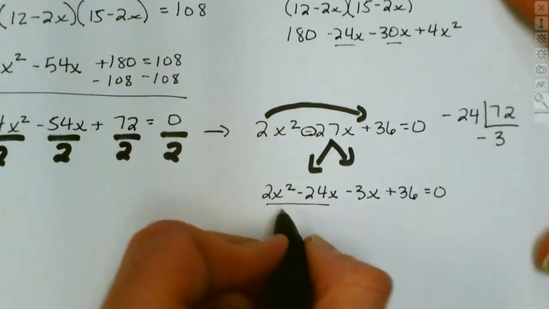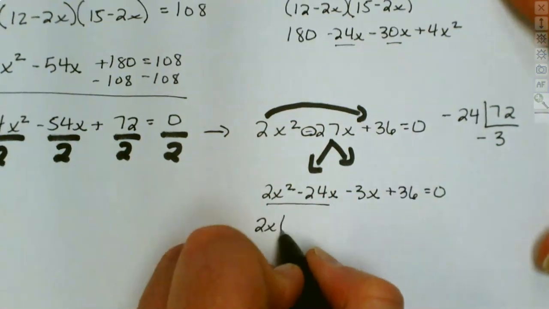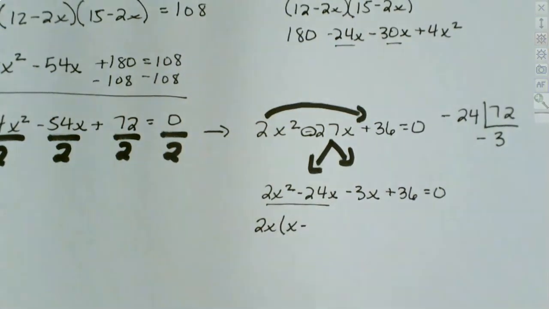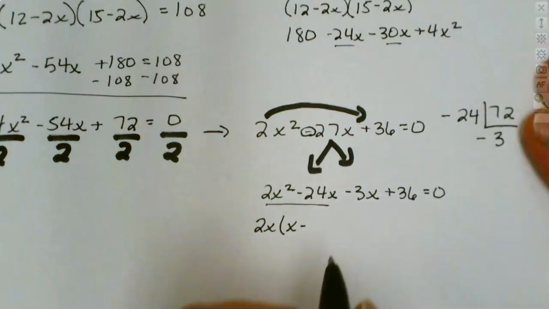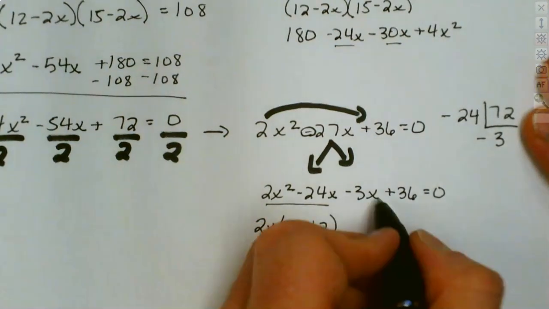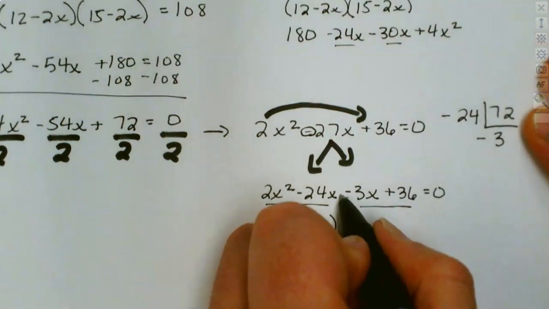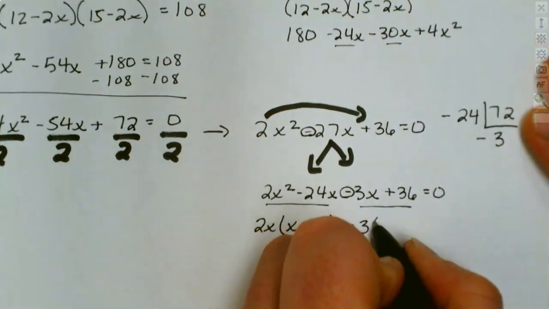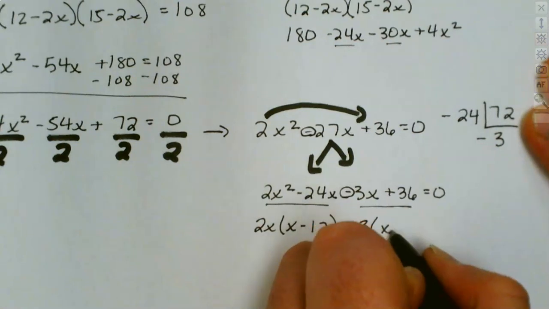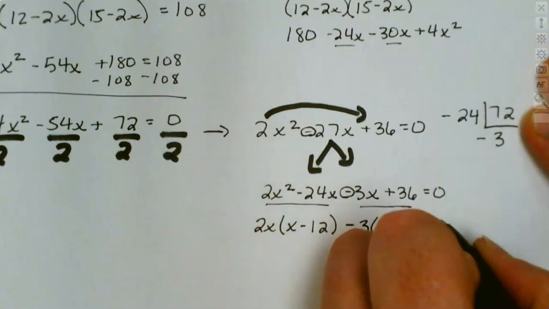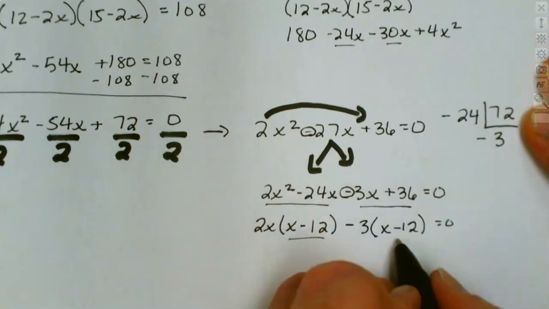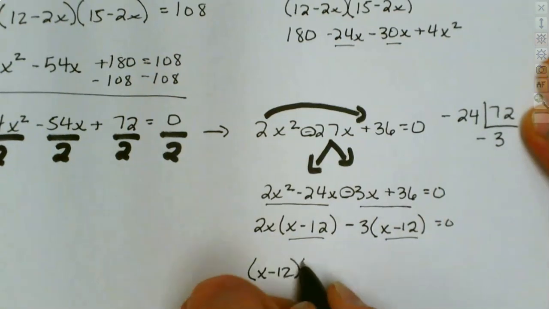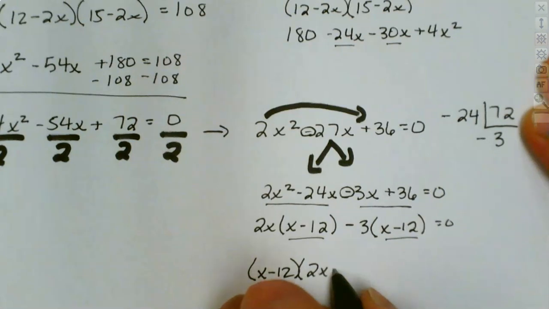First two pieces, I can factor out a 2 and an x, and that leaves you with an x minus 12. Next two pieces, it begins with a negative. So I'm going to factor out a negative 3. And that leaves you with an x minus 12 as well. These two are the same. So that's going to come out as an x minus 12 and a 2x minus 3.